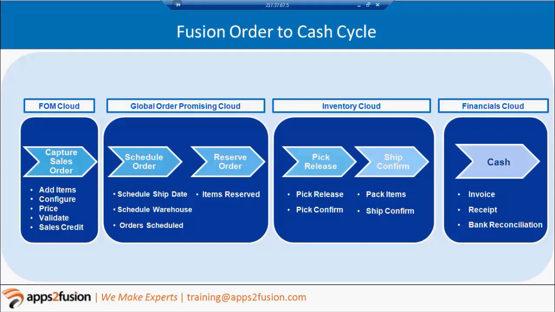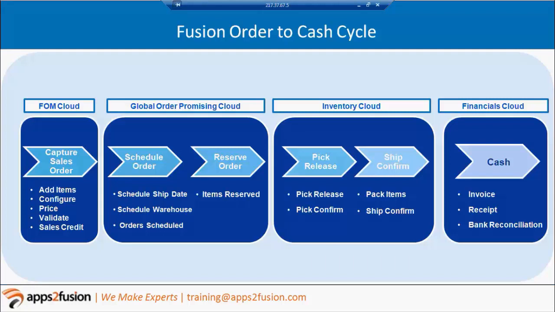In GOP cloud, we have schedule order as the next process after you create or capture a sales order. The main intention of scheduling the order is to generate a schedule ship date, based on whatever criteria you have selected in the GOP cloud. It will generate a schedule ship date and a schedule warehouse, and the orders get scheduled using the GOP engine.